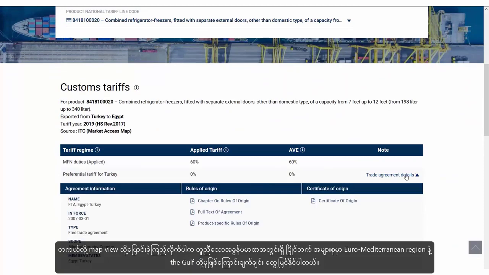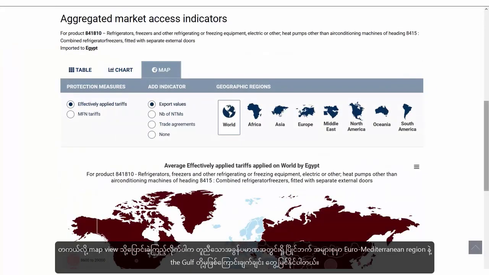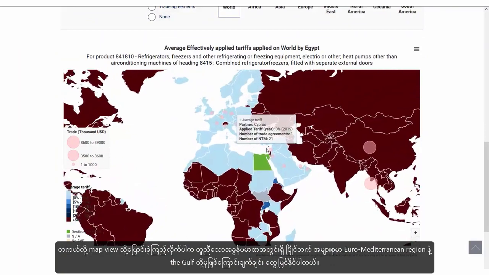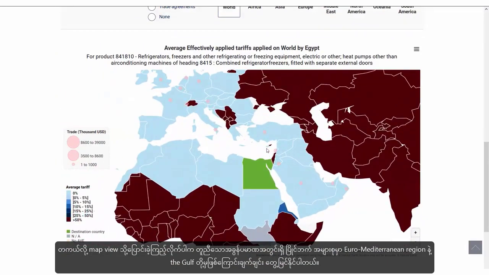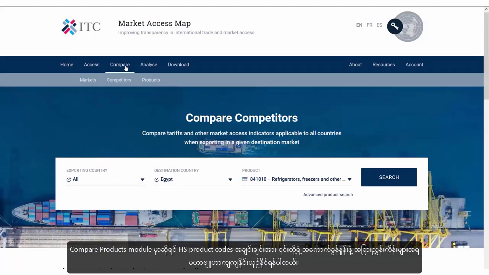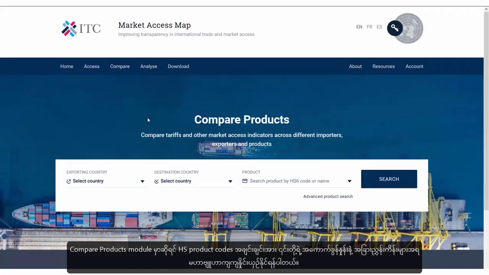If we switch to the map view, we will immediately see that most of our immediate competitors in the same tariff range are from the Euro-Mediterranean region and the Gulf. The Compare Products module allows us to strategically compare tariff rates and other indicators across HS product codes.